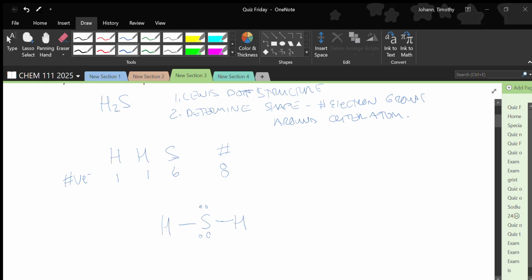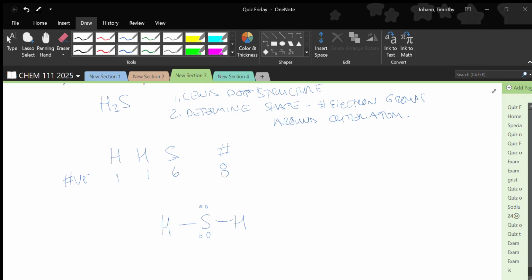Now I need to determine the shape. And for this, you can think about what shapes you would get if you spread these 4 electron groups. So I have a bond, right? If this was a double bond, it would still be 1 electron group. If it was a triple bond, it would still be 1 electron group. We haven't encountered quadruple bonds in here. But I have a lone pair. This is an electron group. So 1, 2, 3, 4.